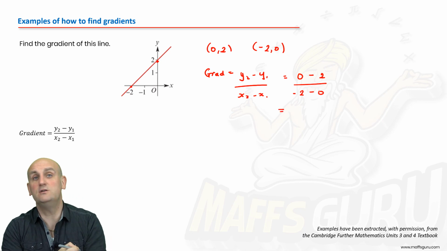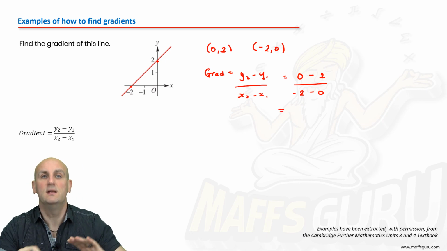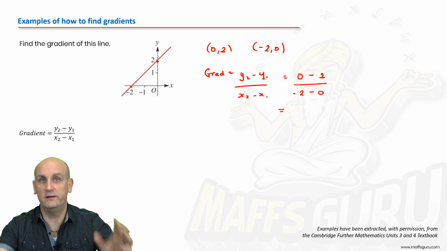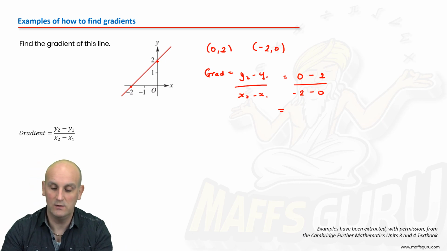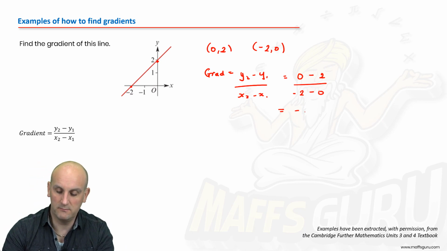So again, if I'm going too fast here, just pause, stop the video, rewind me if you need to. Sorry that you have to listen to my voice again, but just give it a go. And 0 minus 2 gives me minus 2, and minus 2 minus 0 gives me minus 2, and in fact, therefore, my gradient is 1.